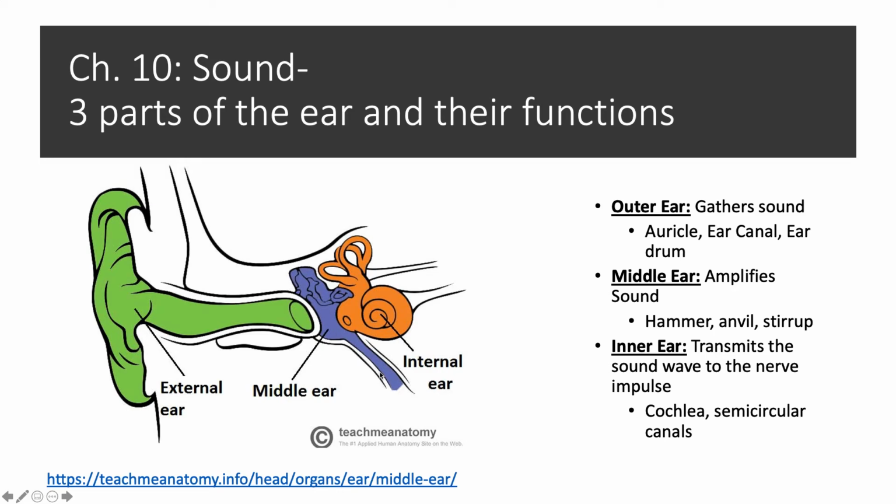Then you go into your middle ear, which is this purple bluish part. This is where your sound is going to be amplified, so it's going to be a lot louder. In this area, you have your hammer, anvil, and stirrup. Remember how I told you in class, you can remember it with HAS, H-A-S: hammer, anvil, and stirrup. And then you have the inner ear, which kind of looks like a little snail. This is where the sound is going to be transmitted into your nerve impulse. So your sound waves are going to be transmitted into your nerve impulse, which will then go into your brain to be deciphered. In this inner ear, you have your cochlea and your semicircular canals.